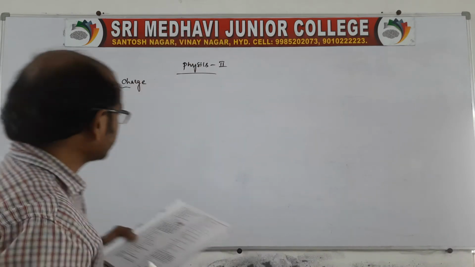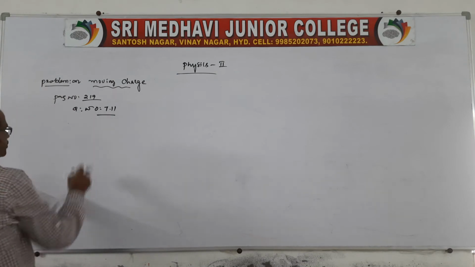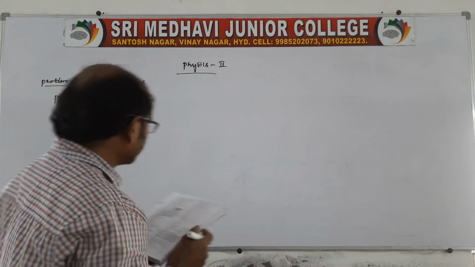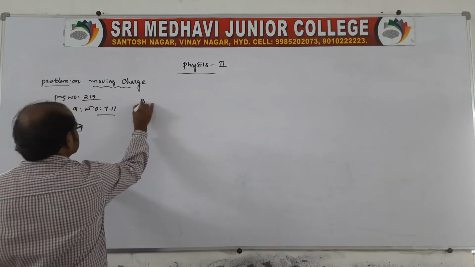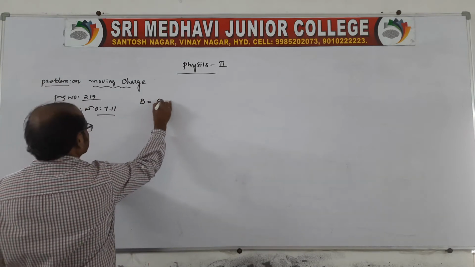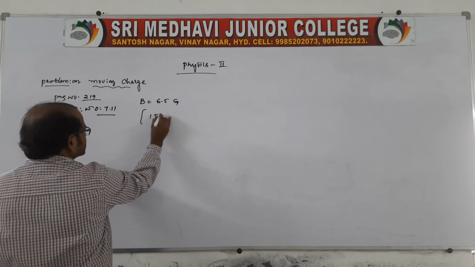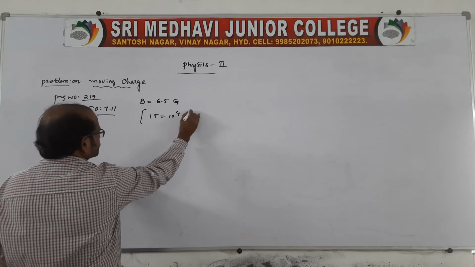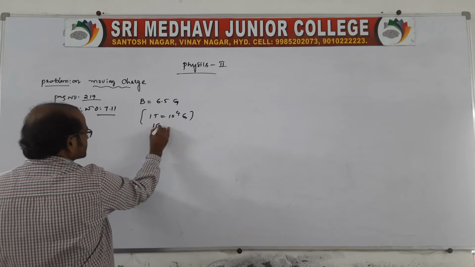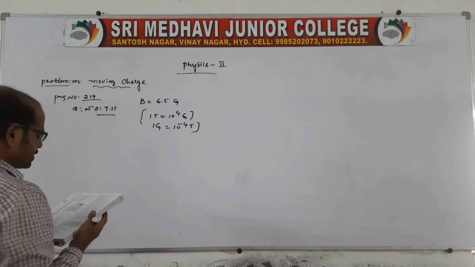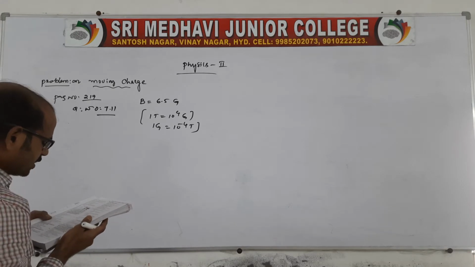Page number 219, question number 7.11. In a chamber, a uniform magnetic field of 6.5 Gauss is given. We know 1 Tesla is equal to 10 power 4 Gauss, so 1 Gauss is equal to 10 power minus 4 Tesla. This is the conversion to be maintained.